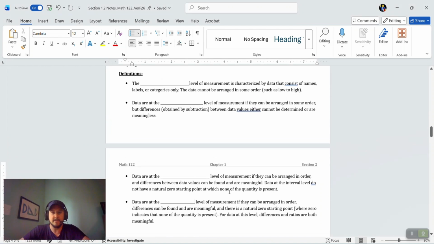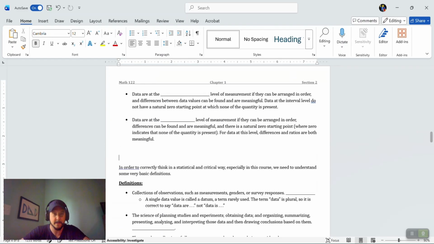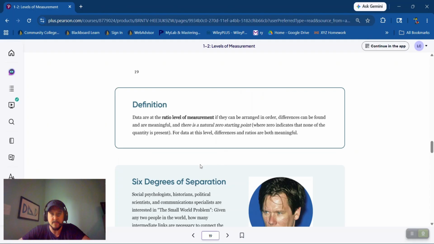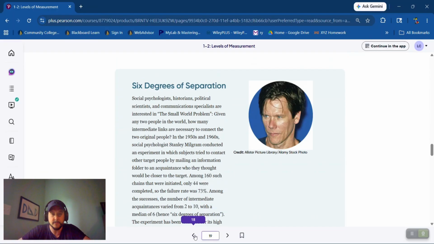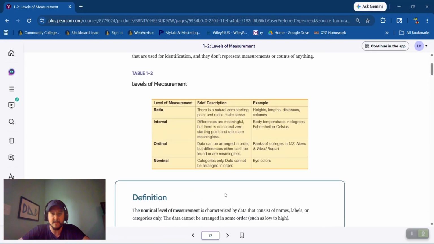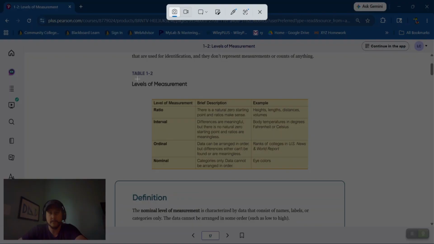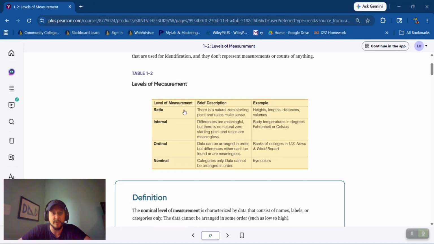All right, so obviously not all the definitions fit on that little section of that page, which is fine. I'm going to take something from the textbook that I found to be really helpful, and it's this table right here. Levels of measurement. So this is kind of a summary.